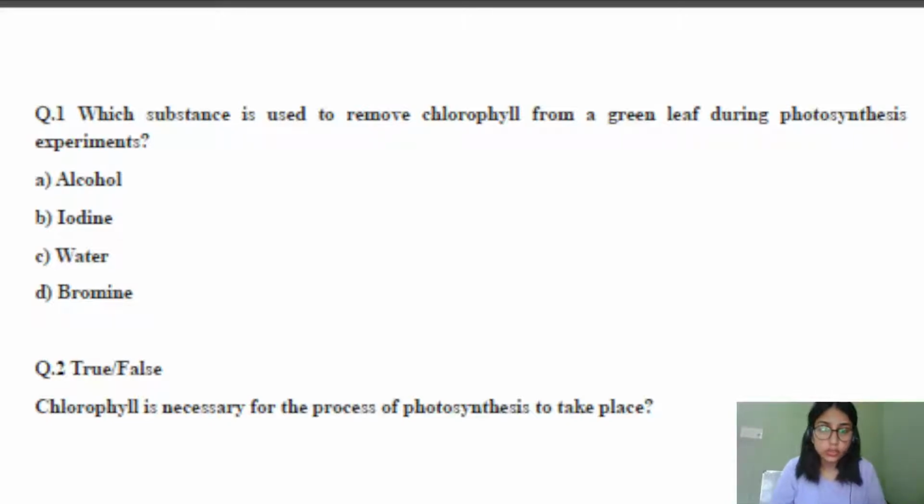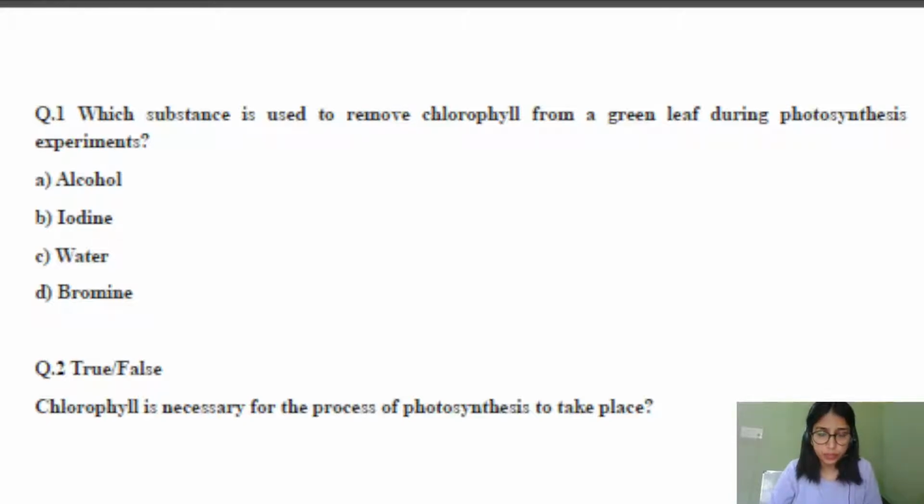Yes, so the answer to this question is alcohol basically. Alcohol is a substance that is used to remove the chlorophyll from a green leaf during the photosynthesis experiment. So for the next question, it is a true or false statement, which you will answer in the comment section. Chlorophyll is necessary for the process of photosynthesis to take place.